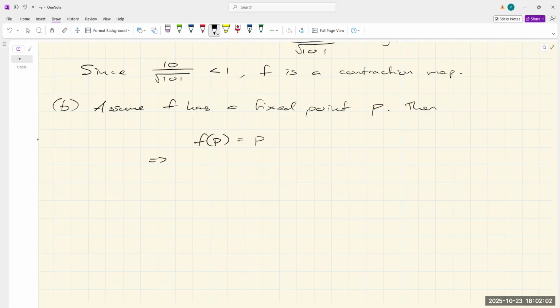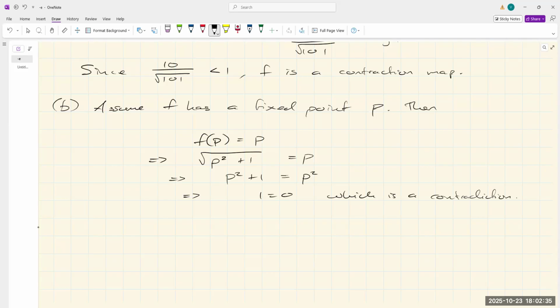But what was f? f was the square root of x squared plus 1. So the square root of p squared plus 1 equals p. If I square both sides, I will get p squared plus 1 equals p squared. So that means 1 equals 0, which is a contradiction. Therefore, what we assumed was wrong. I assumed f had a fixed point, so therefore f has no fixed point.